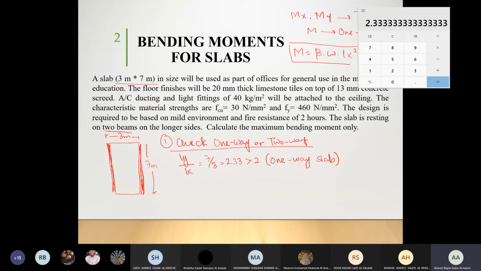Now, if it's a one-way slab, then we need to check whether it is continuous or whether it is only one slab here. In the question, it didn't mention that this slab is a continuous slab. It might be a single office. So in that scenario, if it's not mentioned, then you need to take it as a simply supported slab. Now you can see that after we have checked the one-way or two-way scenario, the next step is to calculate the bending moment.